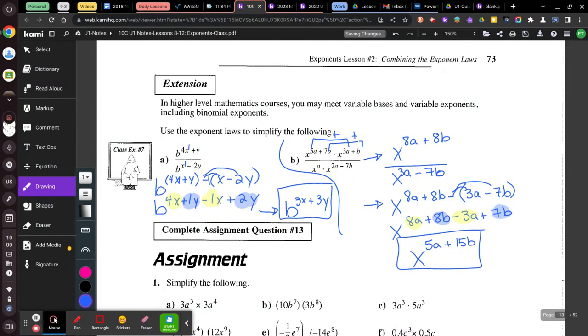Okay, this is the end of lesson 11. Lesson 9.